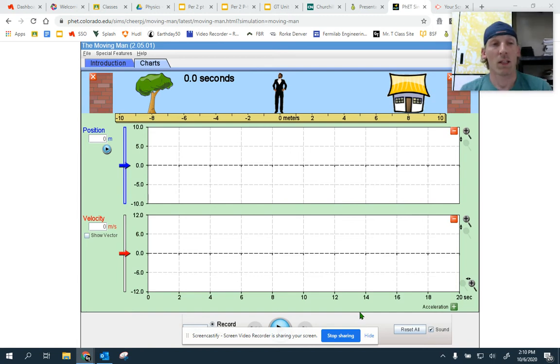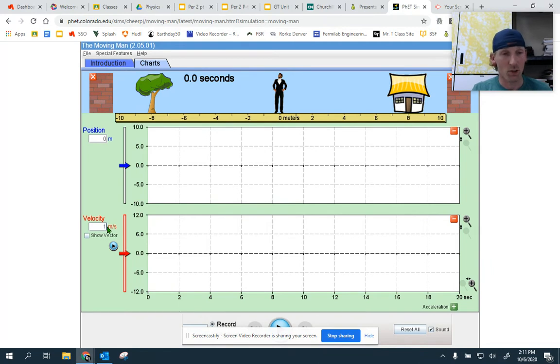Hey guys, we're going to take a look at the Moving Man Colorado PhET simulation. It can help us visualize what's going on with actual movement and our position-time and velocity-time graphs. We have our position-time graph here and our velocity-time graph here, and we can do a few things and see how it affects the graphs.